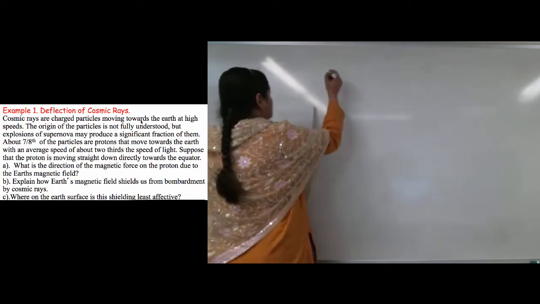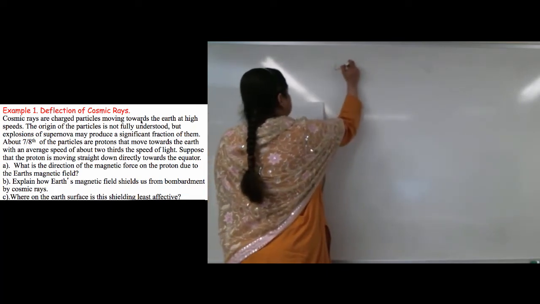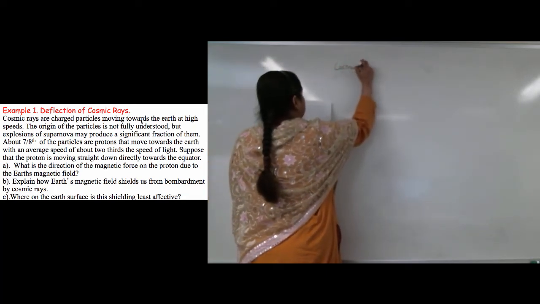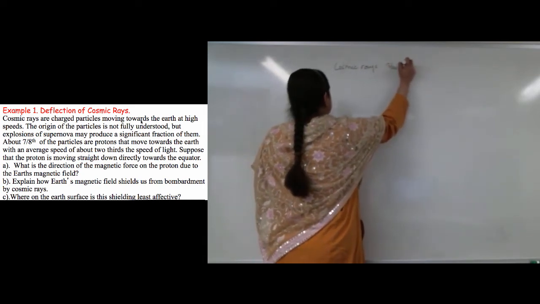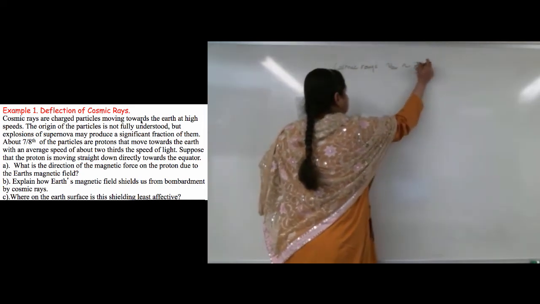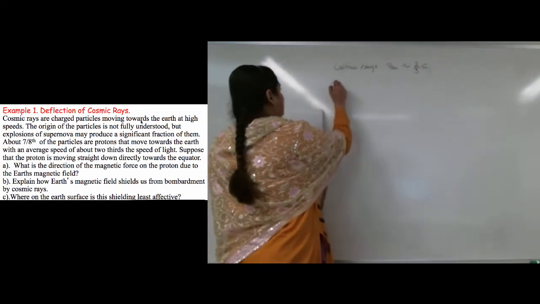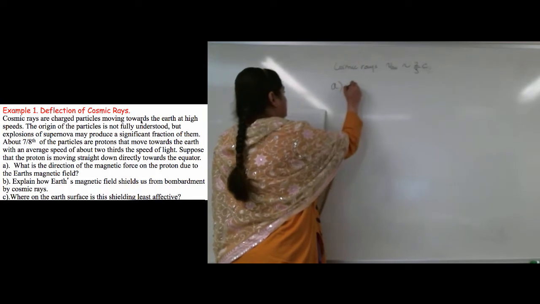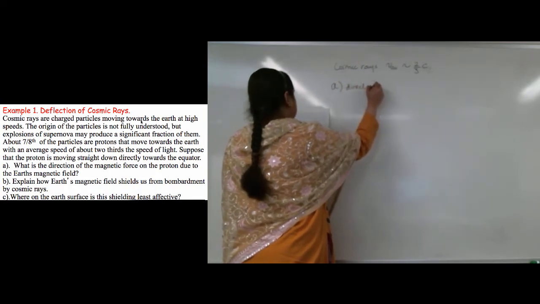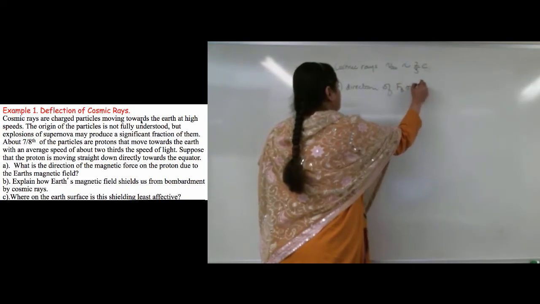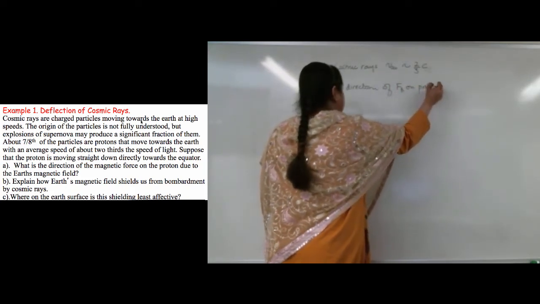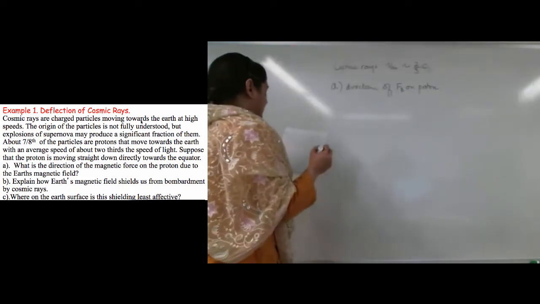So first of all, it says that the direction, what do we have to find? It says cosmic rays average speed is about 2/3 the speed of light. Okay? Then it asks me, what is the direction of the magnetic force on protons due to the Earth's magnetic field?